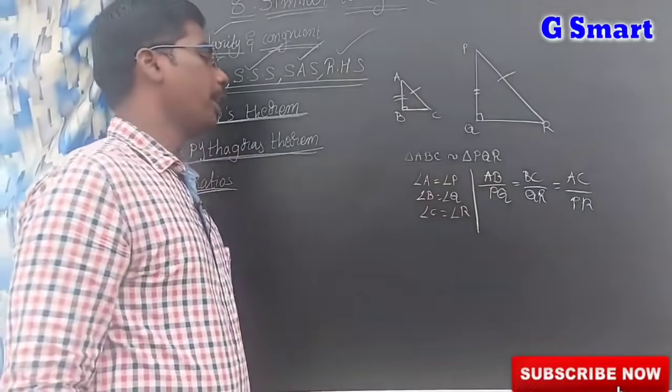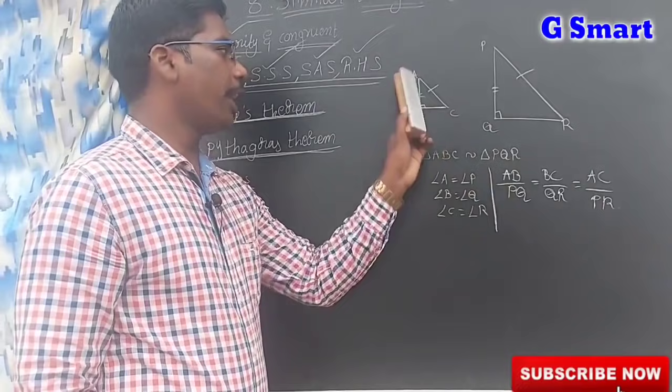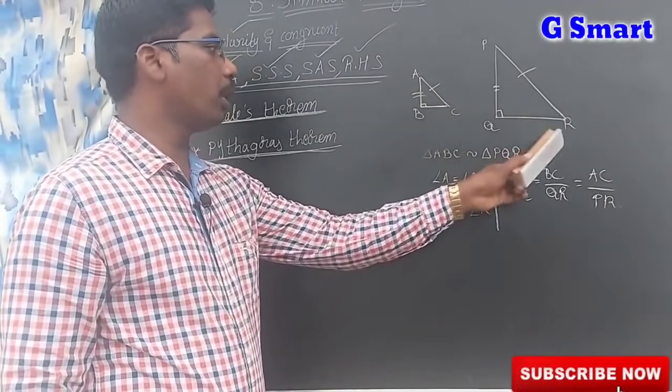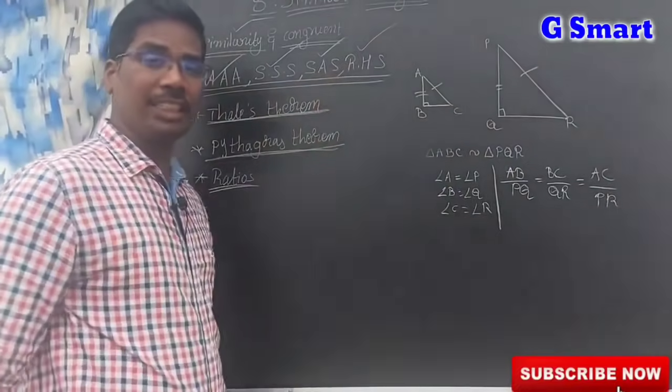So the same thing again: angle A is equal to angle P, angle B is equal to angle Q, angle C is equal to angle R, and AB by PQ is equal to BC by QR is equal to AC by PR. So like this we have learned these axioms.